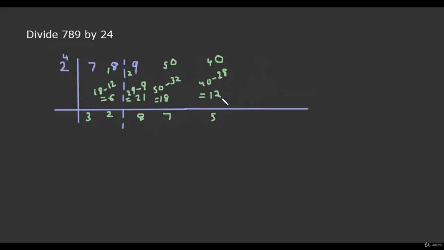2 times 5 is 10 and 2 is the remainder. So this number becomes 20. From 20, if we subtract the product of 4 and 5, 20, we get the remainder 0. So 0 remainder is left. So the answer is 32.875. As we know, this partition is for the decimal place. So 32.875 is the answer.